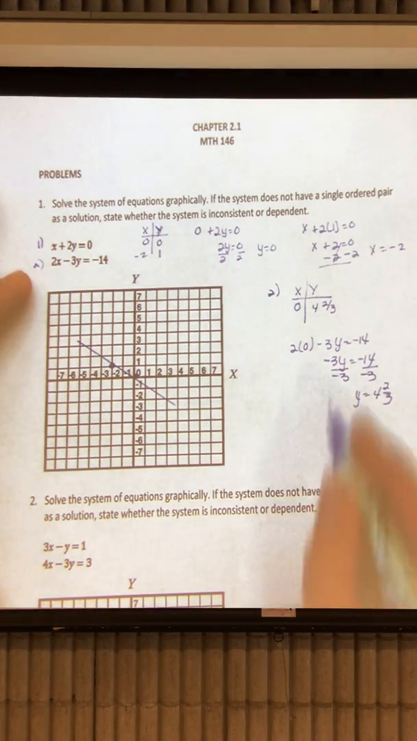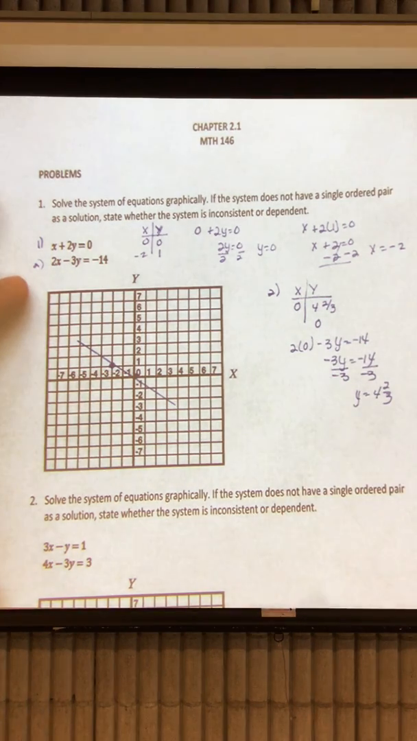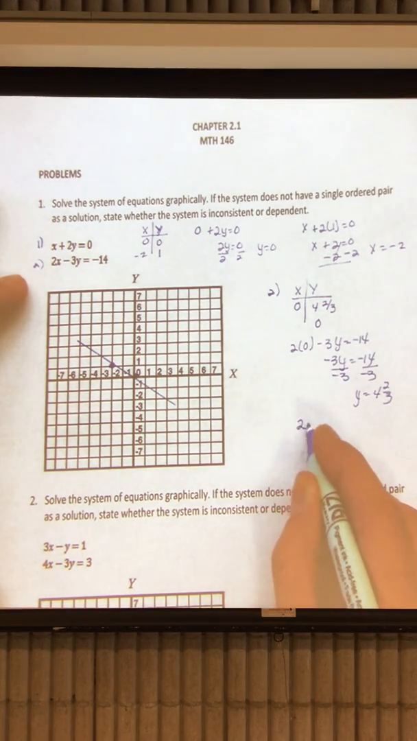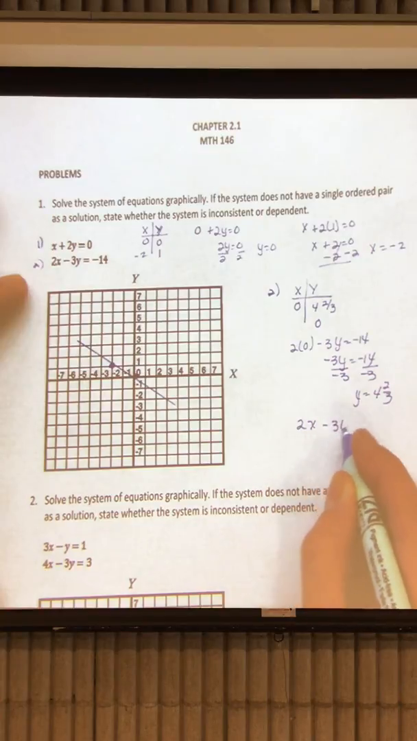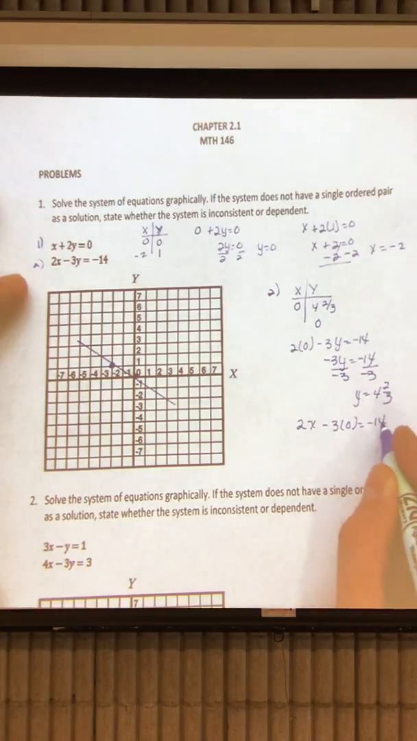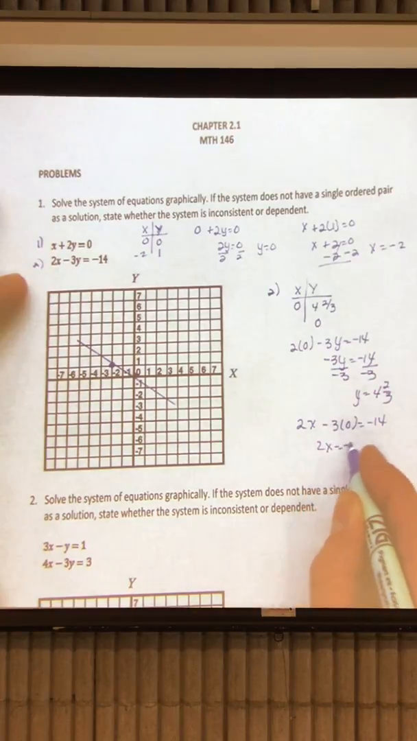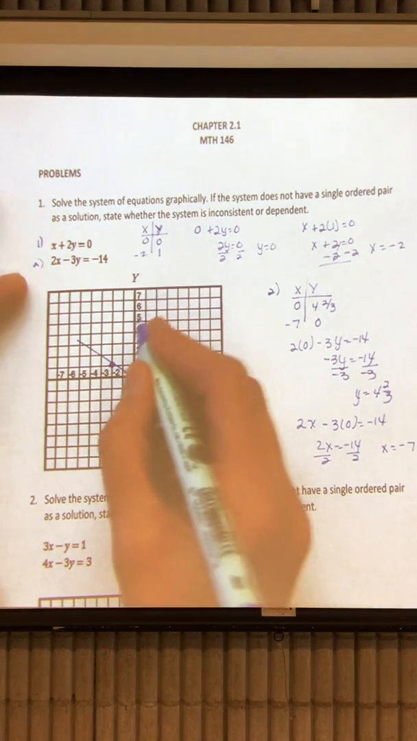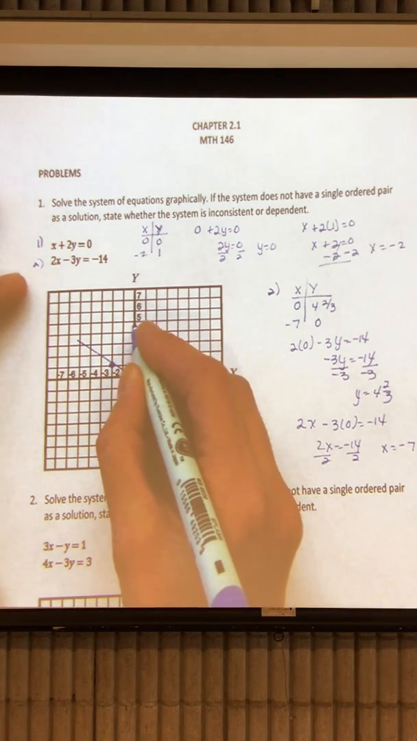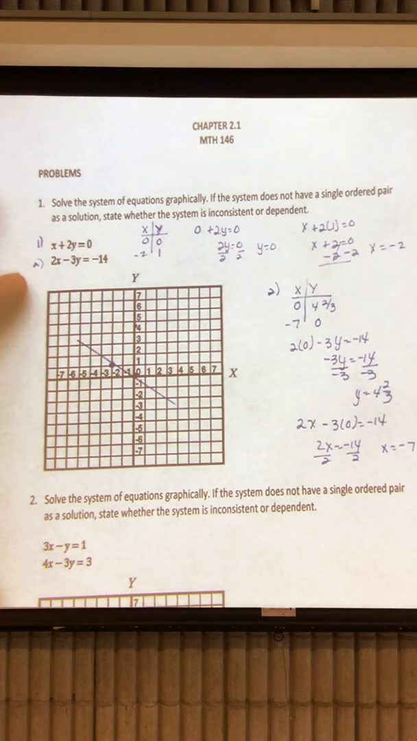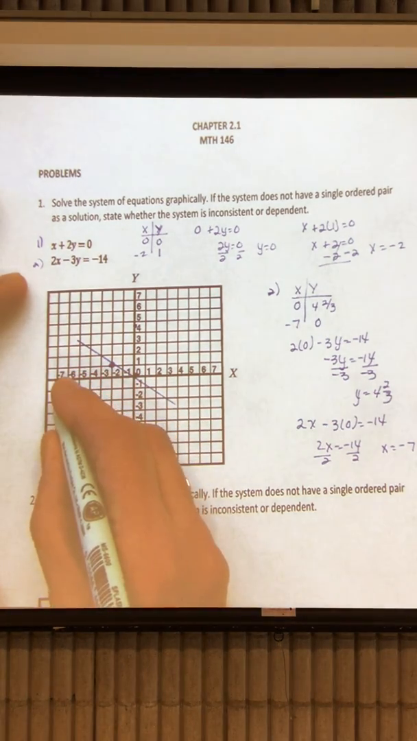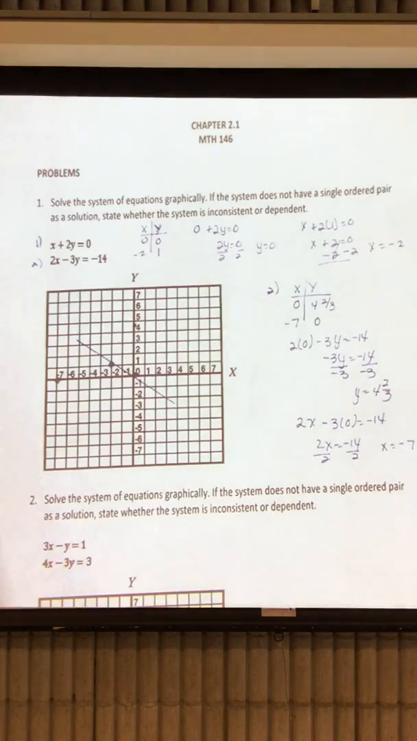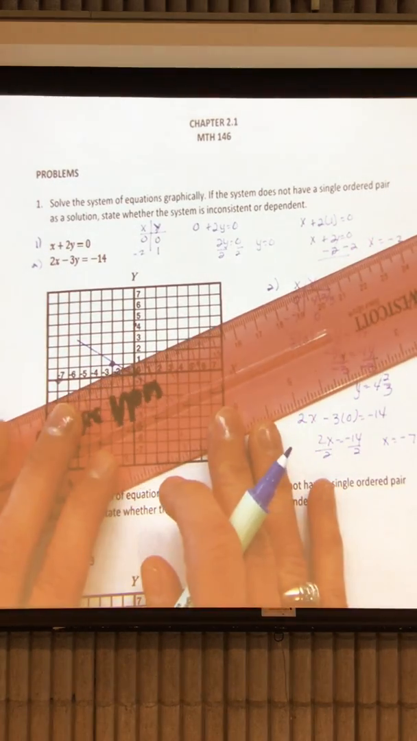And then when y is 0, let's see what x is equal to. So we have 2x minus 3 times 0 is equal to -14. 2x is equal to -14. Therefore, x is equal to -7. So we have these 2 points, (0, 4 2/3). So 4 2/3 is about there. And (-7, 0) is here. And let's see where they intersect.